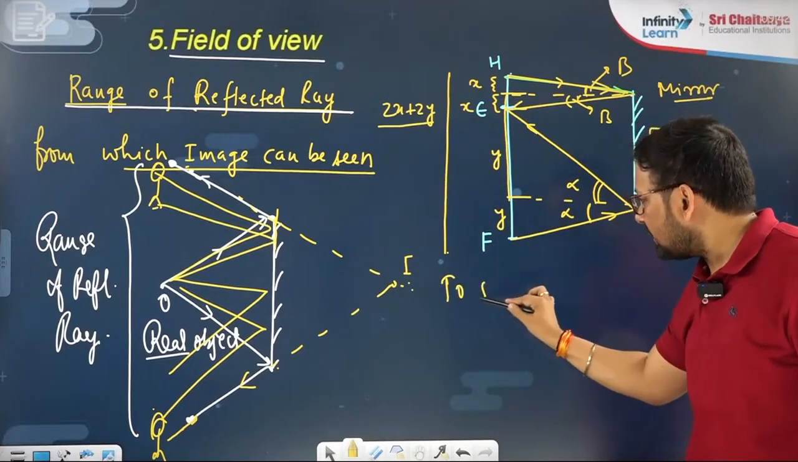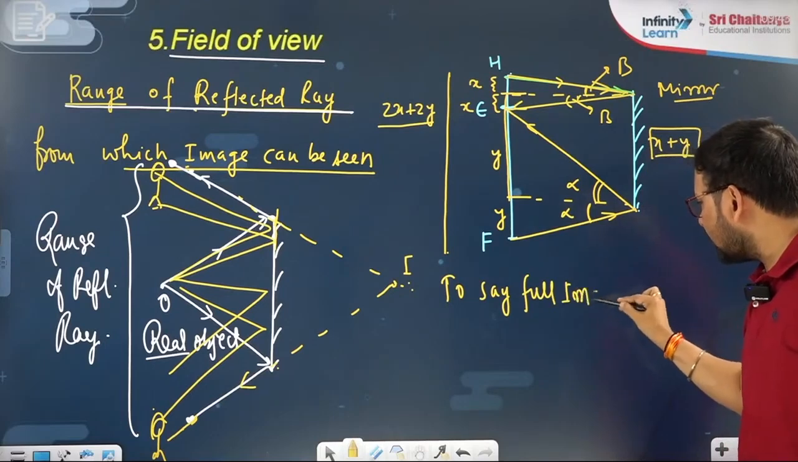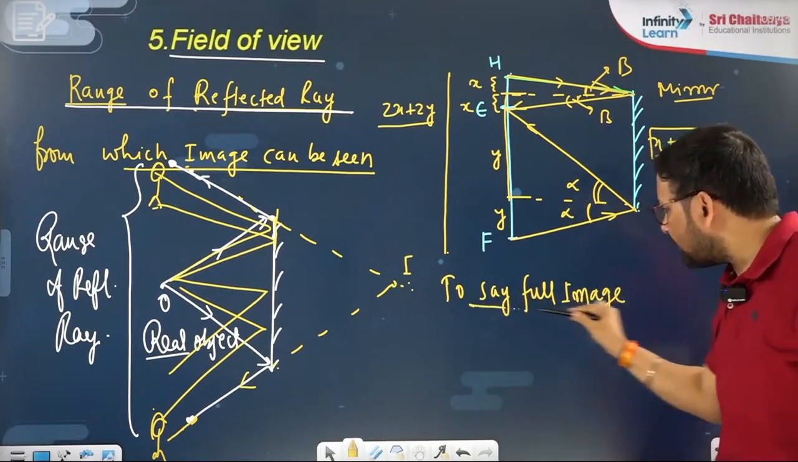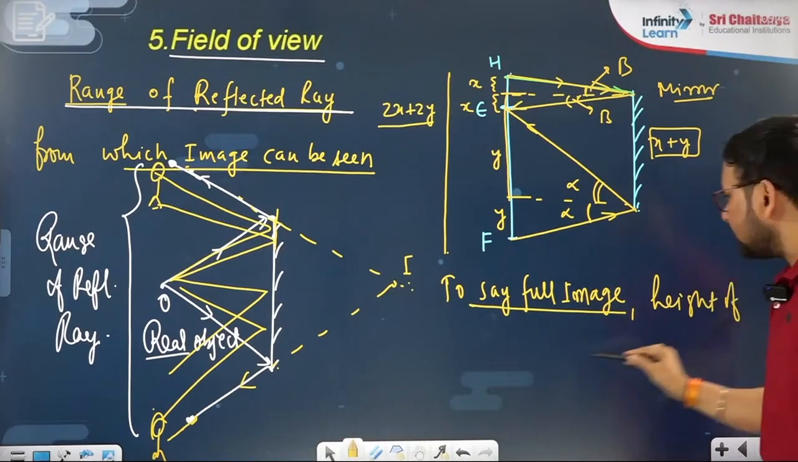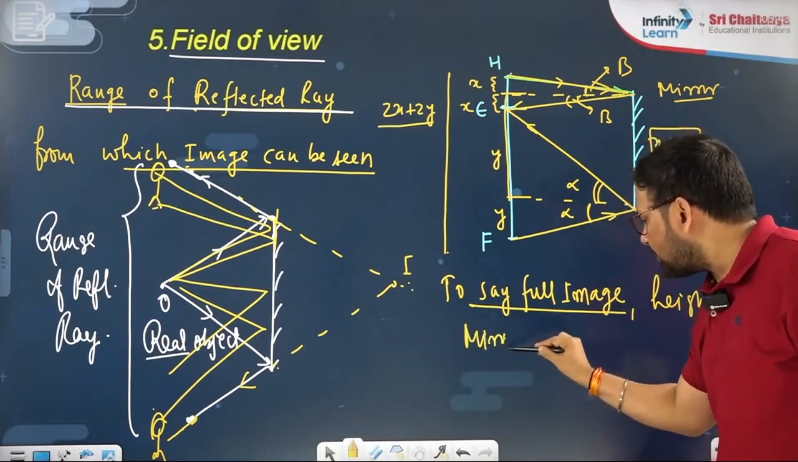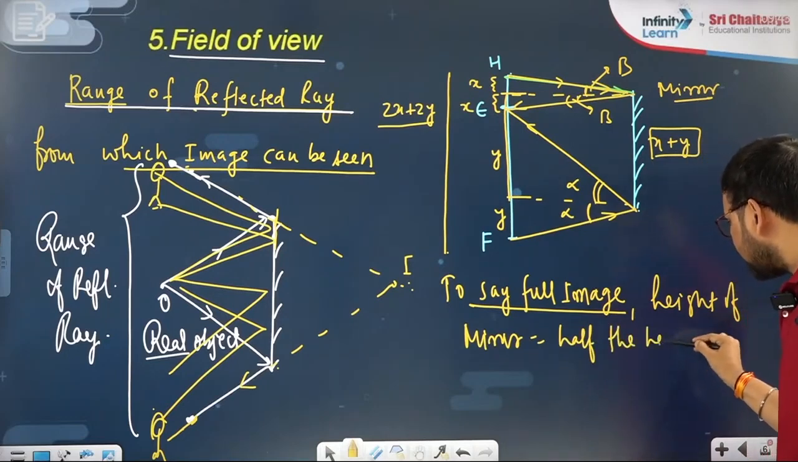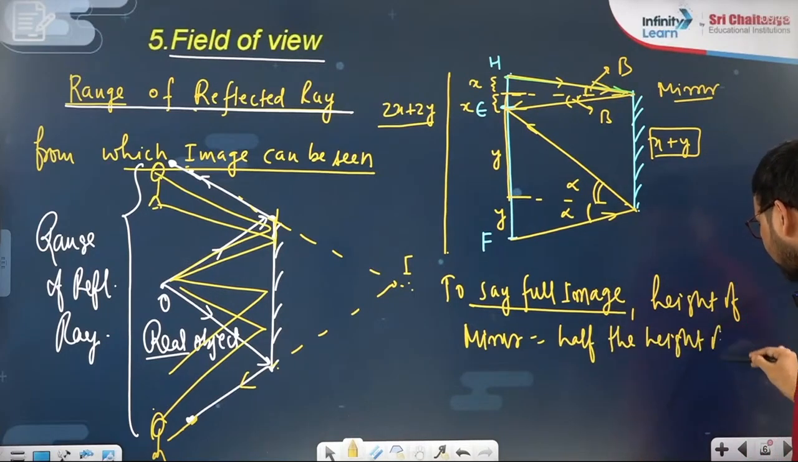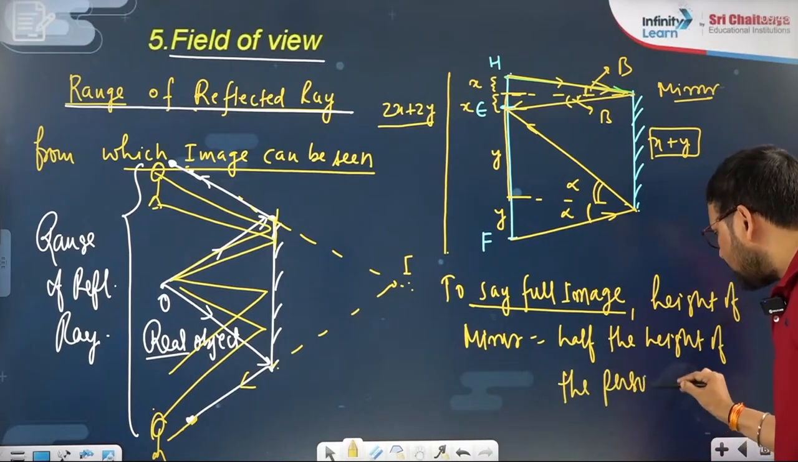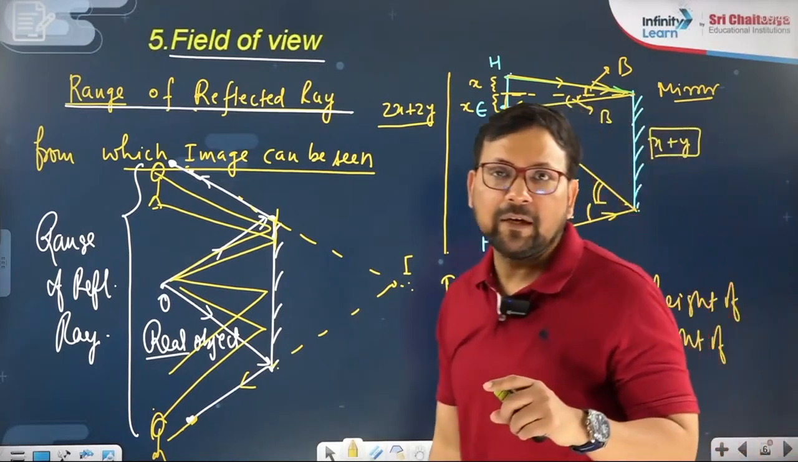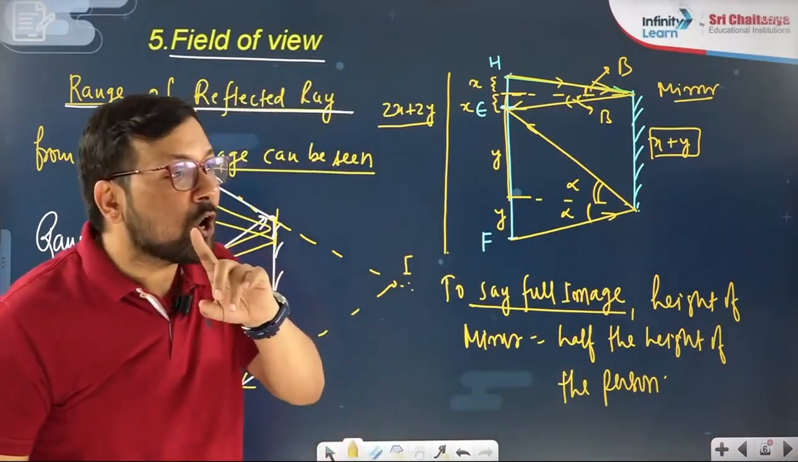So we can say, to see the full image you are looking at, the height of the mirror should be half the height of the person who is looking. If a person's height is 6 feet, the mirror's minimum height should be 3 feet. But this has got a condition.